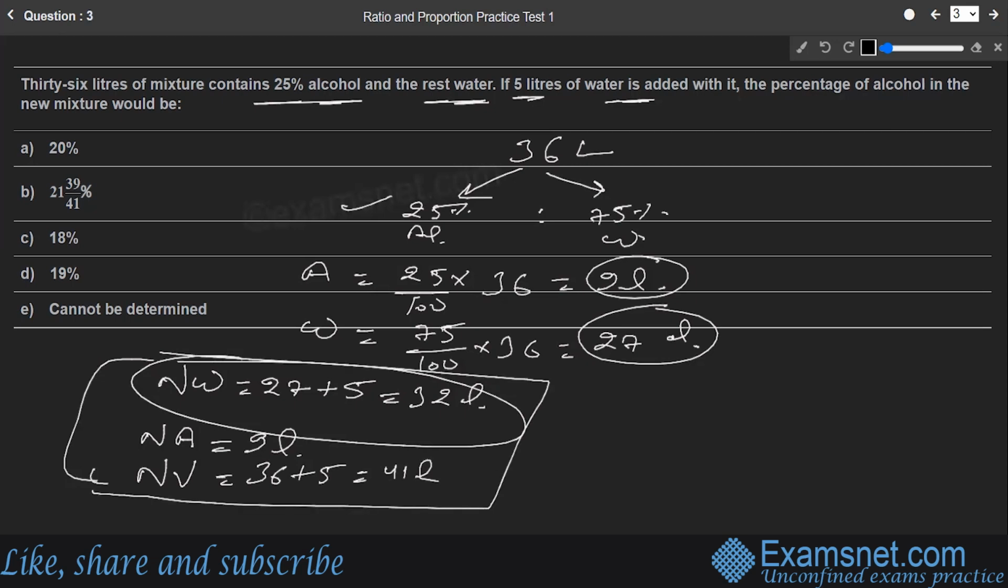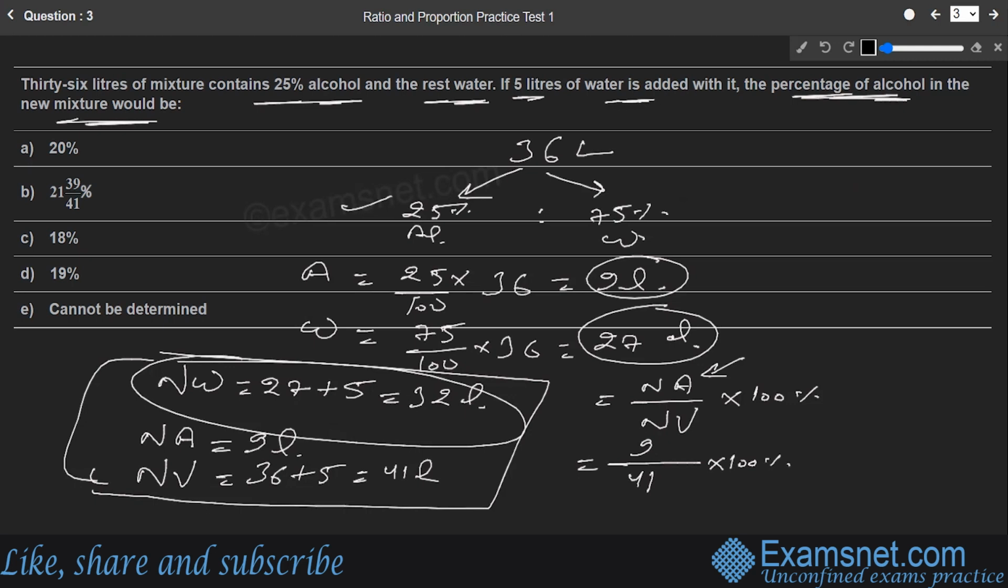Now, what are we supposed to find out? The percentage of alcohol in the new mixture. So the percentage of alcohol in the new mixture is the new alcohol volume divided by the new total volume, into 100%. That will be the percentage of alcohol content in the new mixture. So how much is the new alcohol? It is the old one only because alcohol was not added. 9 divided by what is the total new volume? It was 41, and into 100% we have to do. If you solve this further, this ultimately becomes 2139 by 41%. So that should be the right answer. 2139 by 41%, and that is available in option number B.